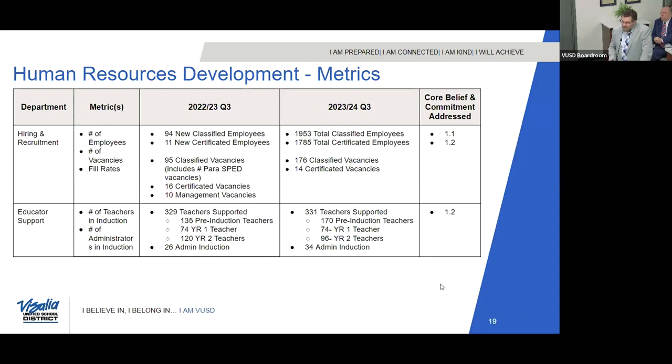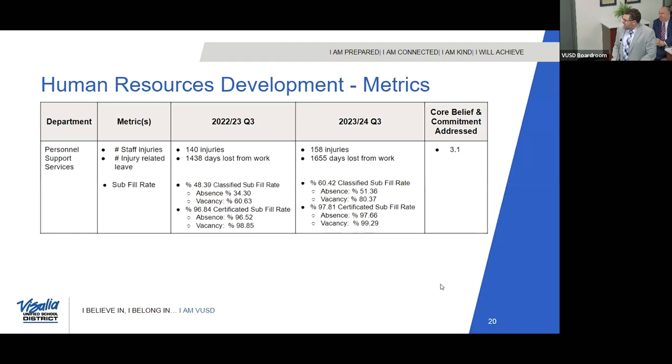And on May 15th, we will be exiting 75 teachers and 12 administrators who will present their growth and their competency for us to be able to move forward in recommending them for their clear California credentials. So that's very exciting. As well, a couple other numbers I want to just point out here.